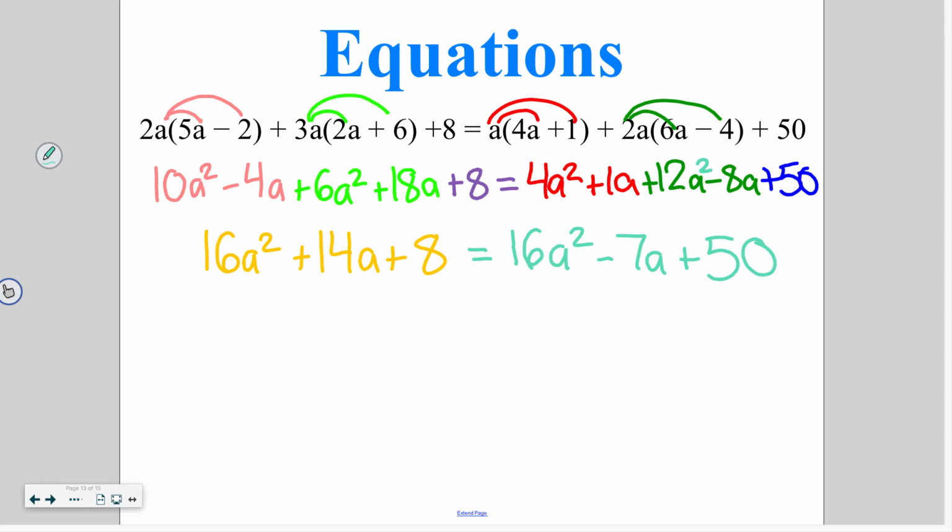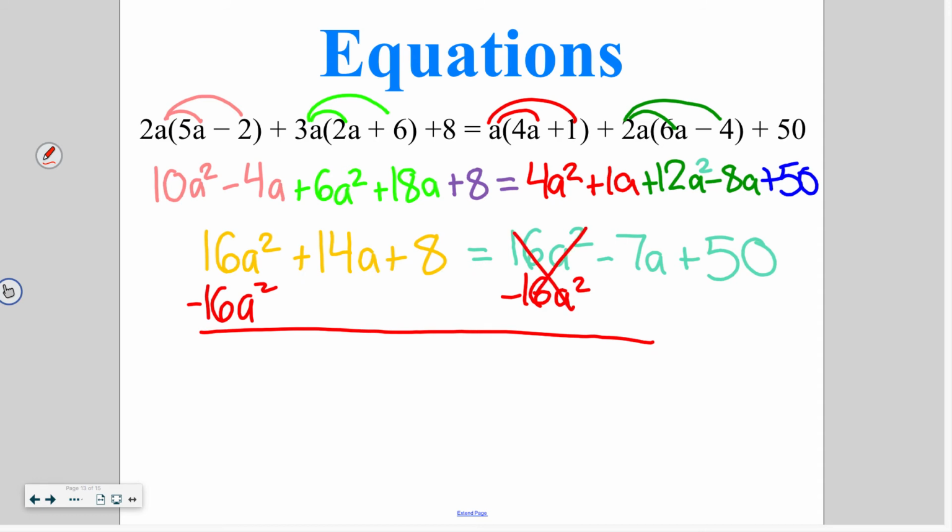Now we're going to have to start moving our variables from one side to the other, solving just like we would with an equation with variables on both sides. So I'm going to take away 16a squared from the right side, which means I need to take away the 16a squared from the left side. When I do that, those cancel out, and we're left with 14a plus 8 on the left, and negative 7a plus 50 on the right.